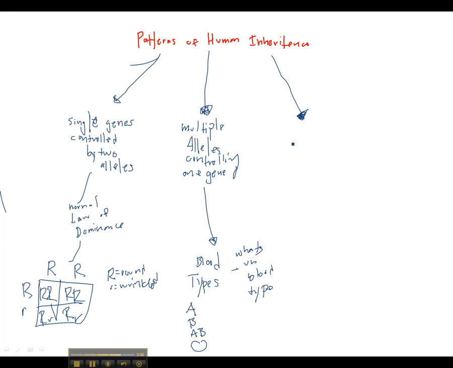The last type is traits controlled by many genes, okay? That means that we're talking about, for example, we're going to do an experiment, but eye color, hair. It's not one gene that makes you have brown hair and one gene that makes you have black hair. It's much more complicated than that. Many, many genes contribute to your eye color, your hair color, your height.